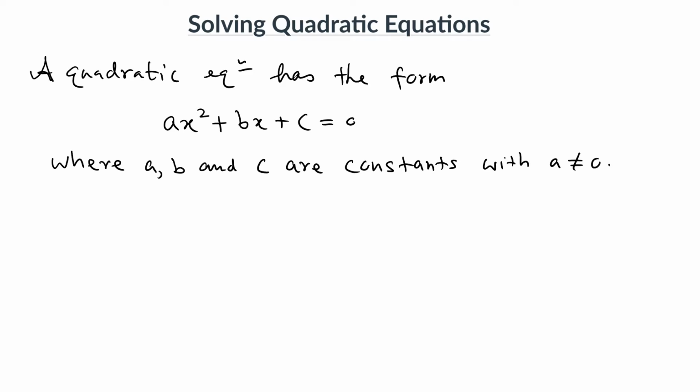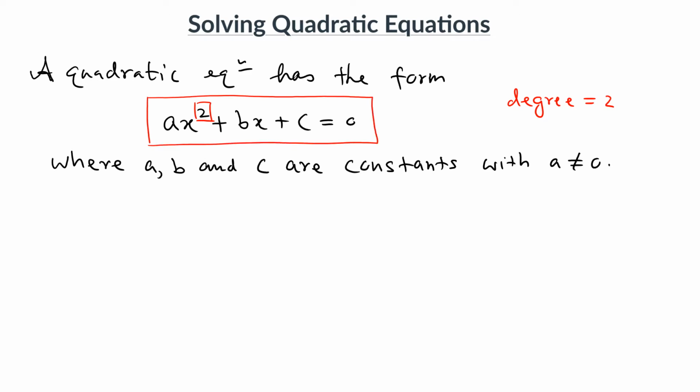And also the number 2 is what we normally call the degree. So this is a degree 2 polynomial, if you want to say it like that. So degree equals 2 in this case. And this is also what we call the standard form. If you have an equation in this form, we say it is in standard form.